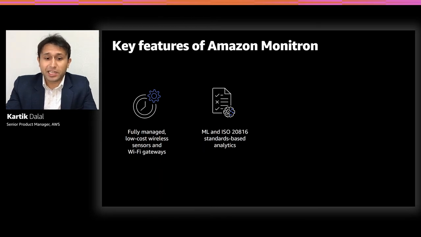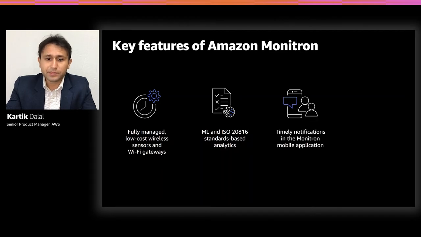Second, Monitron includes advanced analytics, which is a combination of machine learning and ISO 2816 standards-based analytics. We've taken years of our experience of maintaining machines in our warehouses and put that knowledge into this analytics. Third, Monitron sends timely notifications in the app when it detects an abnormal machine condition. Reliability managers and technicians can use these to investigate the issue and take proactive actions.